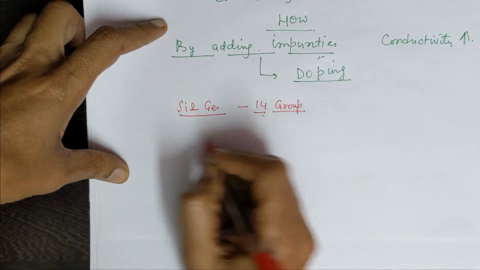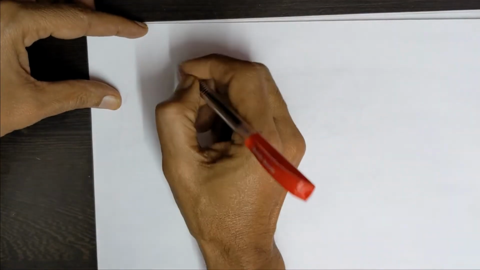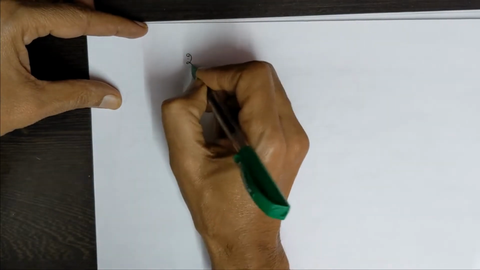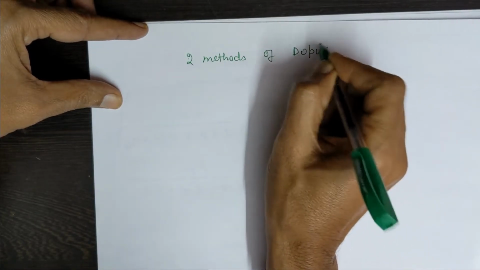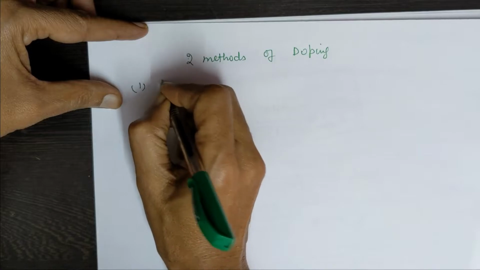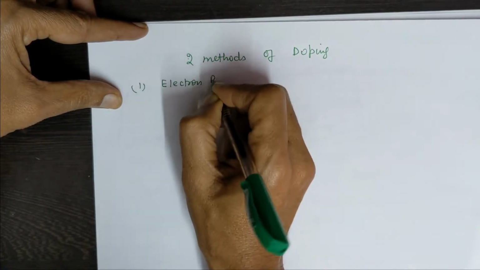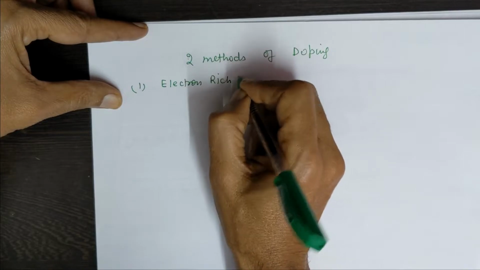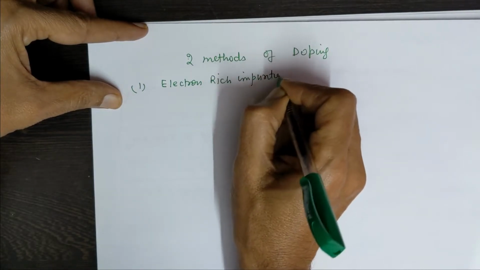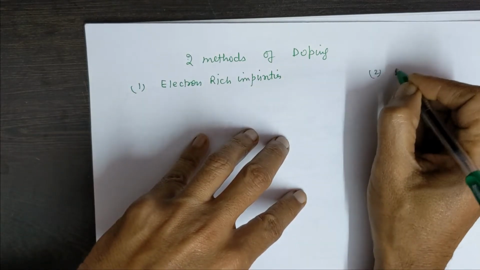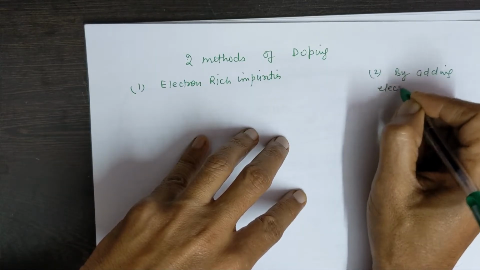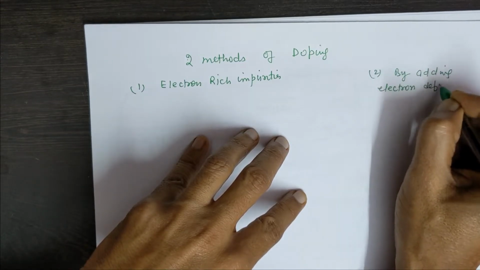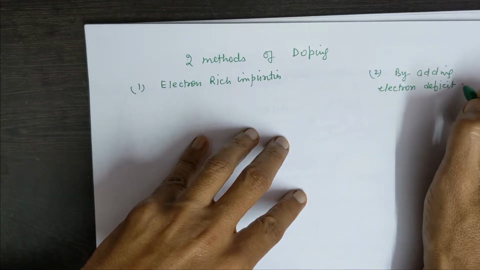Two methods of doping. Number one, by adding electron rich impurities, and second is by adding electron deficit impurities.